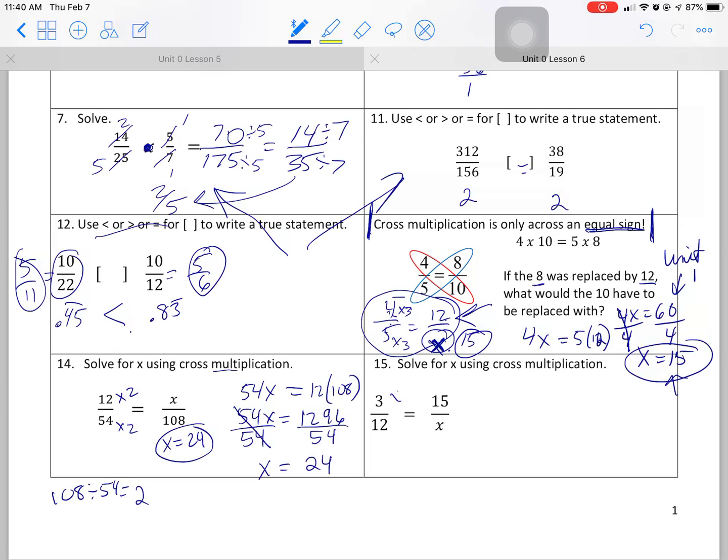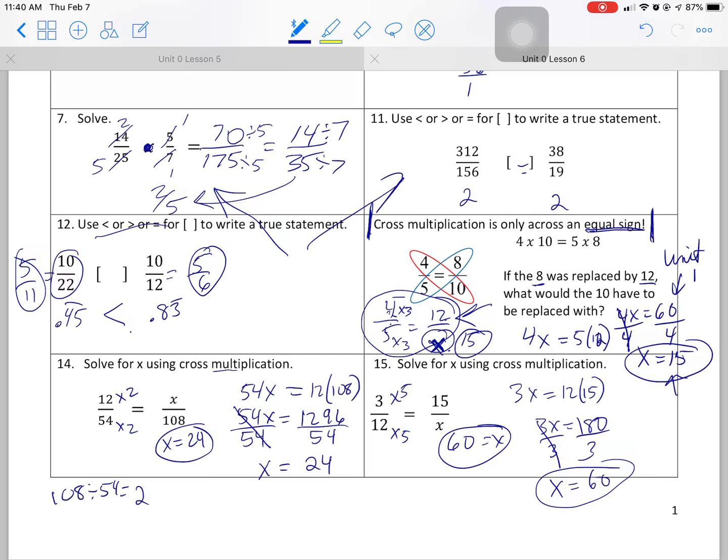Same with this one. This was 3 times 5 to get 15. So this must be what? 60. Okay. You can cross multiply. It'd be 3x equals 12 times 15. 3x equals 180, divided by 3 gives you x equals 60. Goes that way too? Either way. Okay.